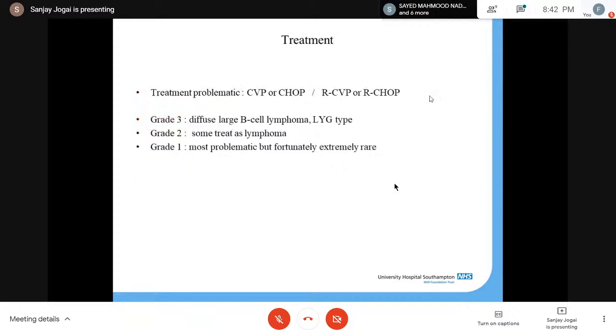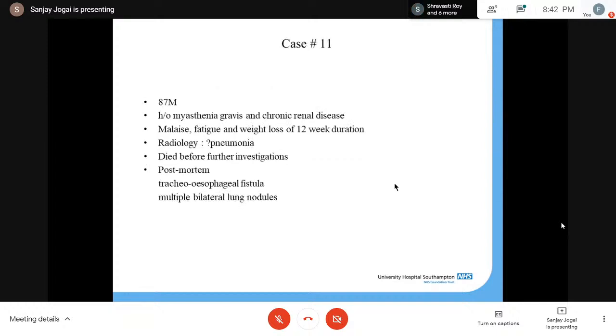Now, treatment is problematic. As I have said, grade 3 is usually treated as DLBCL, to some treat as lymphoma. Grade 1 is a bit problematic, but thankfully it is very uncommon. Now, with that, I'll show you a couple of examples. This was an autopsy case that was actually, the autopsy was done by a colleague of mine.